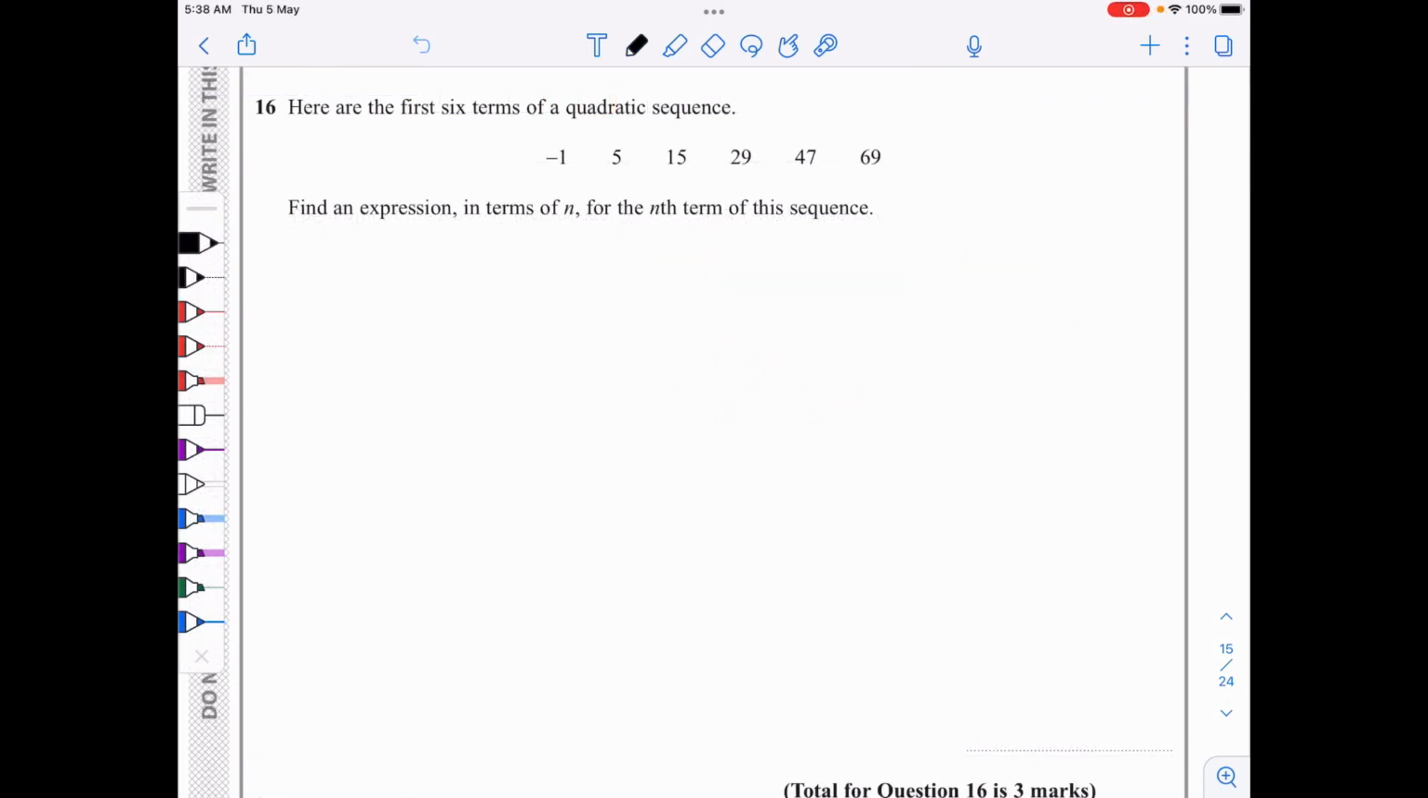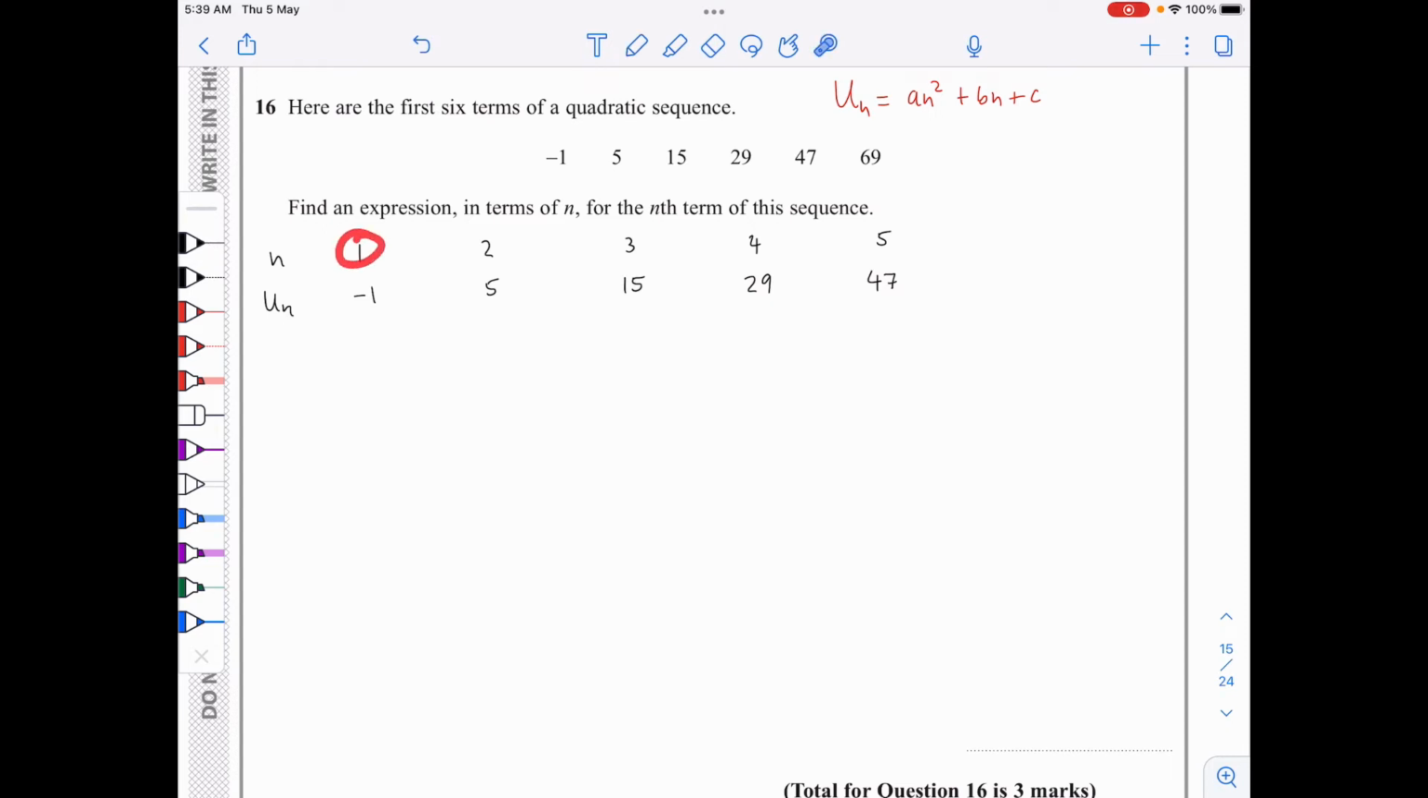In 16, we have the first 6 terms of a quadratic sequence, and we're being asked to find the nth term of this sequence. Let me start by reminding ourselves that the quadratic sequence has the general term an squared plus bn plus c. So the way I approach this question is by drawing up a table. So the first row will be the values of n. So the first term, the second term, the third term, the fourth, the fifth. And then I'm going to put the nth terms. So minus 1, 5, 15, 29, 47.